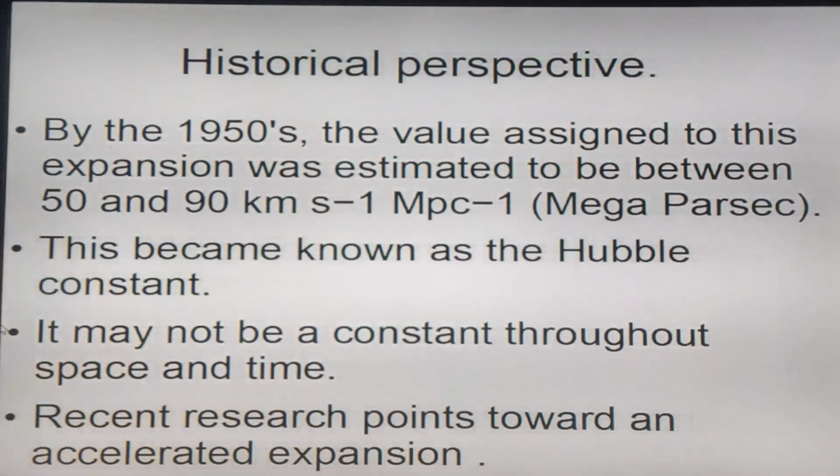By the 1950s, the value assigned to this expansion was estimated to be between 50 and 90 kilometers per second per megaparsec, and this became known as the Hubble constant. Is it a constant? Well, maybe a billion light years away, that constant has a different value. Or maybe a billion years ago, that constant had a different value. And as a matter of fact, recent research points toward an accelerated expansion.